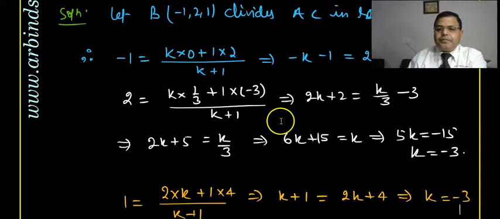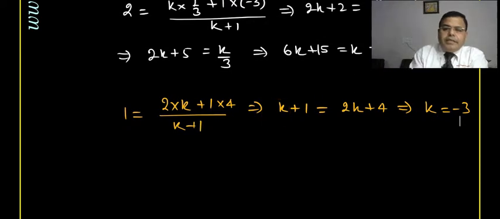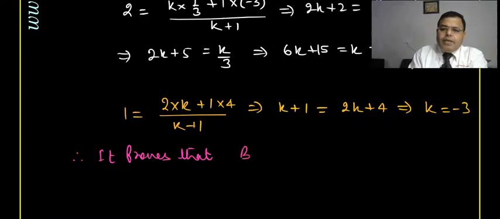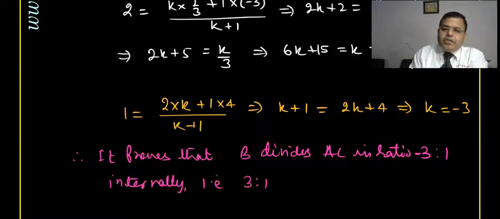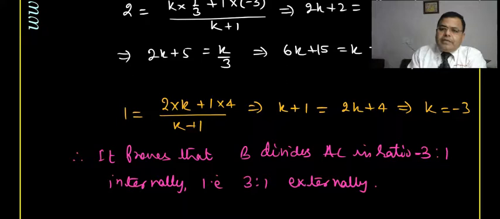And hence, they are collinear. Therefore, it proves that B divides AC in ratio minus 3 is to 1 internally, that is 3 is to 1 externally. The negative sign shows that they divide externally in ratio 3 is to 1. Okay, I hope you got it.